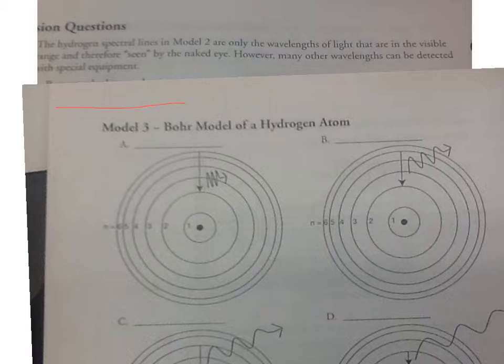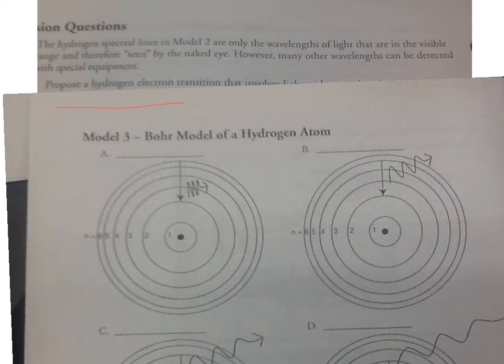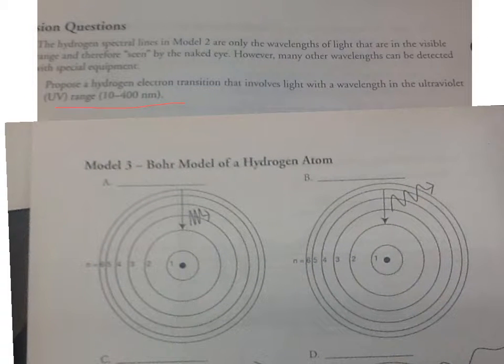And that's the big transition, right? It goes down the most. See how it's showing with the size of the arrow? Yeah. It's showing the biggest jump. So in order to have a smaller wavelength than that, you must have an even bigger jump.